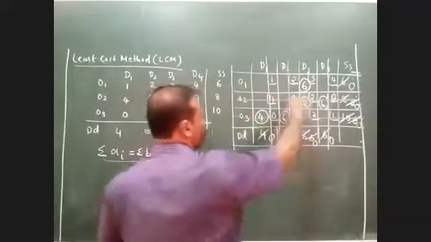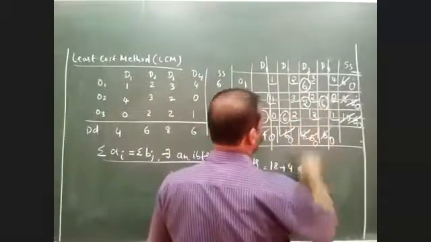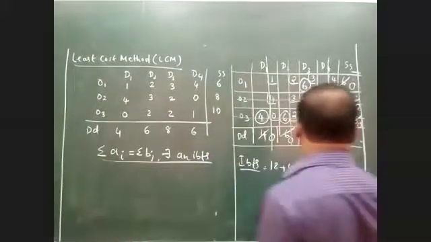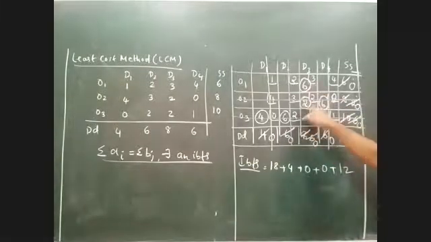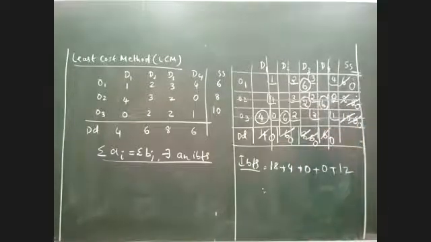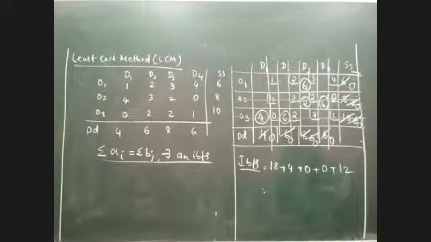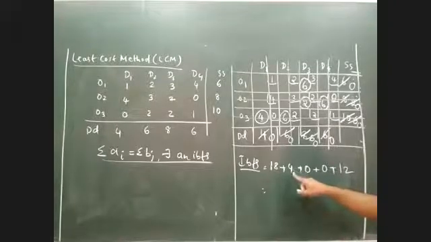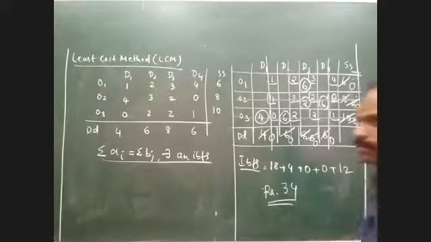So please tell me now, 6 into 3, 18, plus 2 into 2, 4, plus 6 into 0 is 0, plus 4 into 0 is 0, plus 6 into 2 is 12. I will take all the values 1, 2, 3, 4, 5. Can you please add and tell me how much we get? 34. 34, right? Yes, sir. 18, 22, 34. So 34 rupees happens to be your initial basic feasible solution.